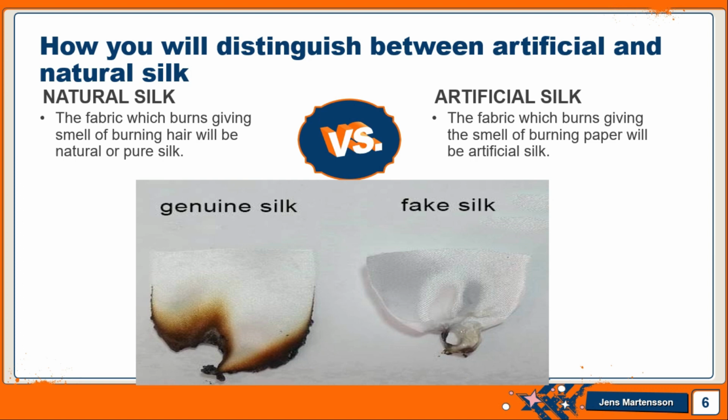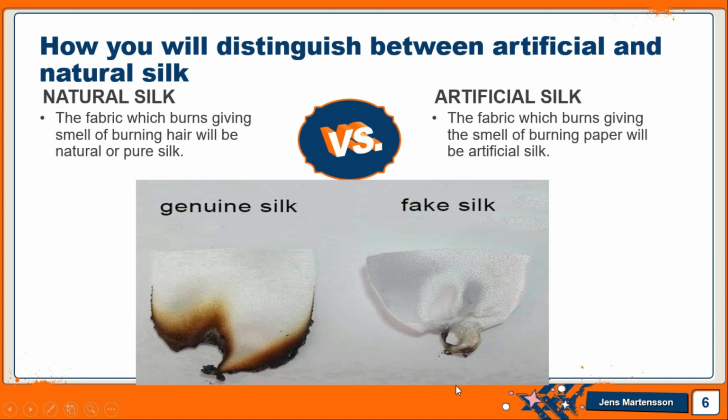You can distinguish them easily. The fabric which burns giving the smell of burning hair will be natural, and the fabric which burns giving the smell of burning paper will be artificial. See, the natural silk will look like this when you burn it, and the fake silk will look like this after burning. This is how you can distinguish.